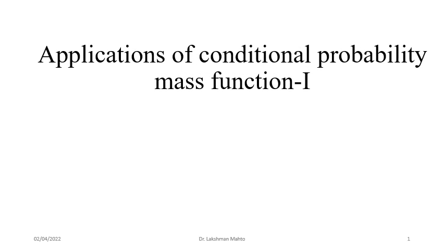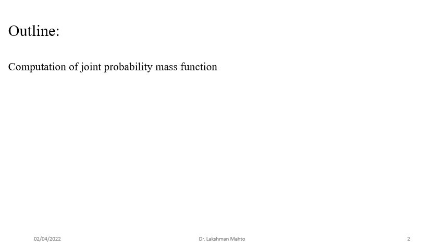This one is lecture number 17, and here we are going to discuss the application of conditional probability mass function. Coming to the outline of today's lecture, I would like to discuss first the computation of joint probability mass function, and it would be very interesting to see that we will be able to compute joint probability mass function with the help of the multiplication rule or chain rule.